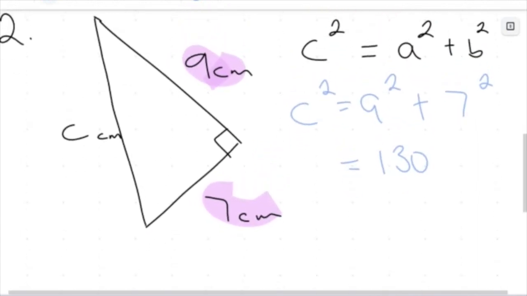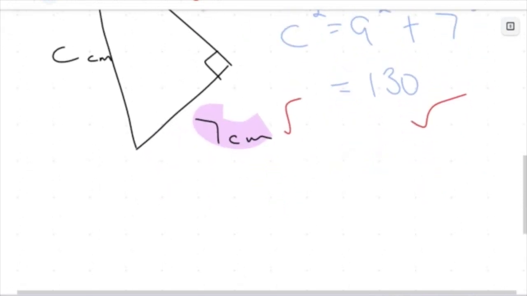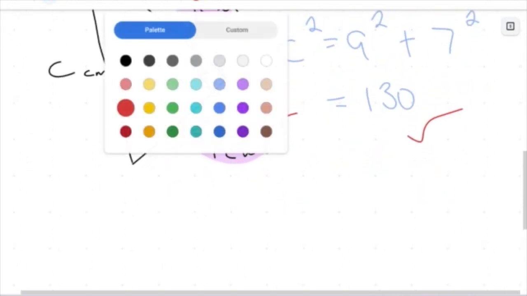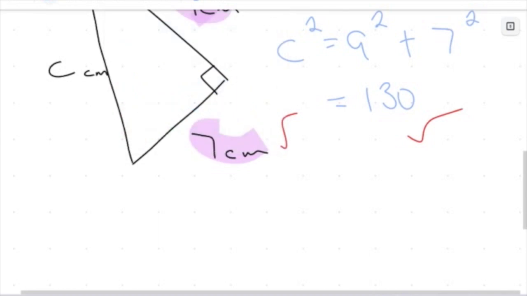Now I have, once again, not c equaling 130, c squared equaling 130. So I can take the square root of both sides here. And what I end up with is, if I take the square root of c squared, that's going to undo the squaring. That's going to give me back what the number was that multiplied by itself to give me c squared, which is c.